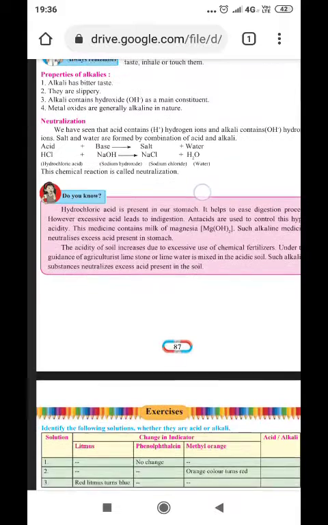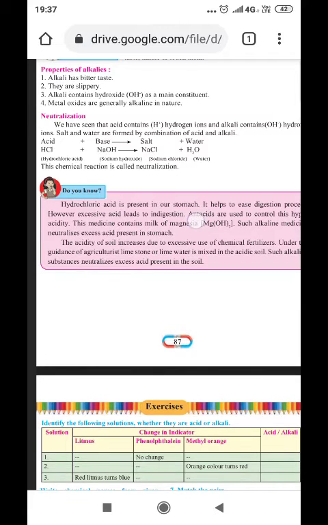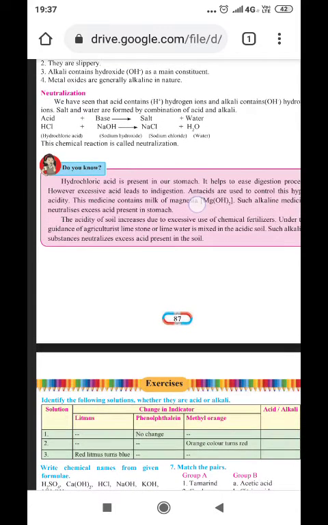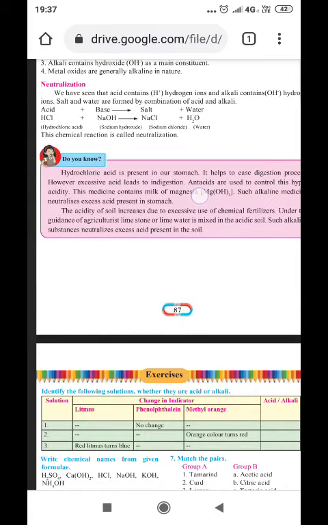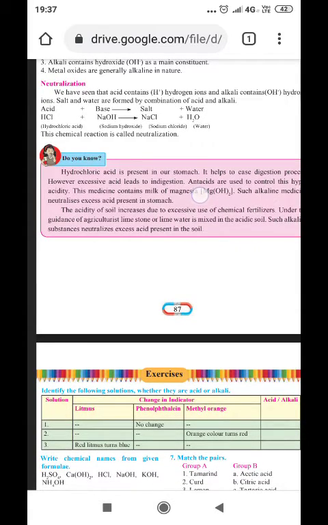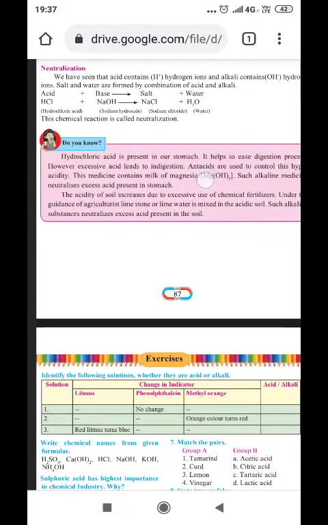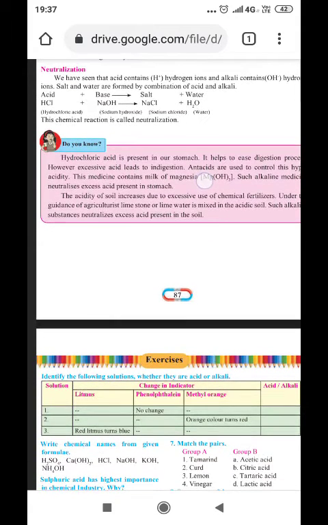Now properties of alkalis. As acid was sour to taste, similarly alkali has bitter taste. Alkalis are slippery. Alkali contains hydroxide ion as a main constituent, whereas acid contains H plus ion as a main constituent. Metal oxides are generally alkaline in nature. Non-metallic oxides are generally acidic in nature. So I am telling the difference also so that we can easily remember the difference between acids and bases.